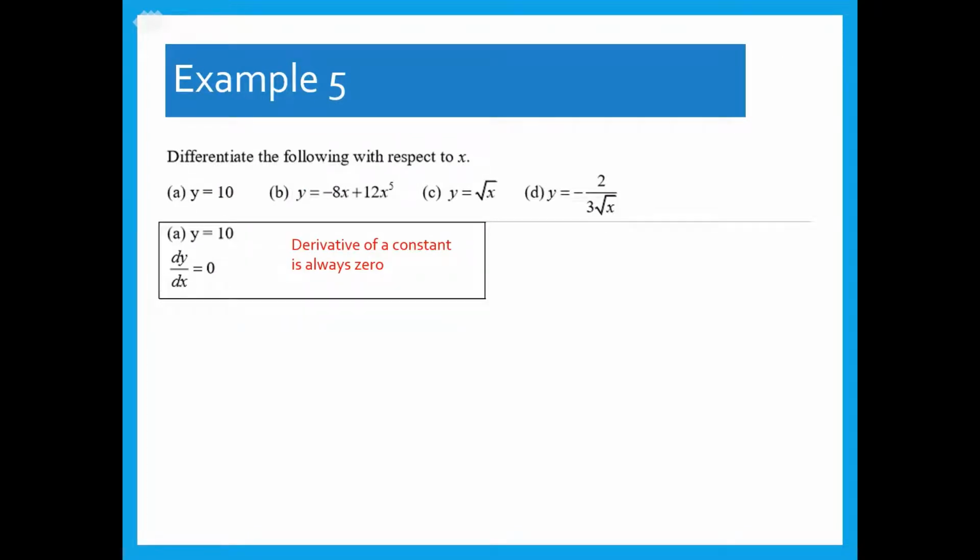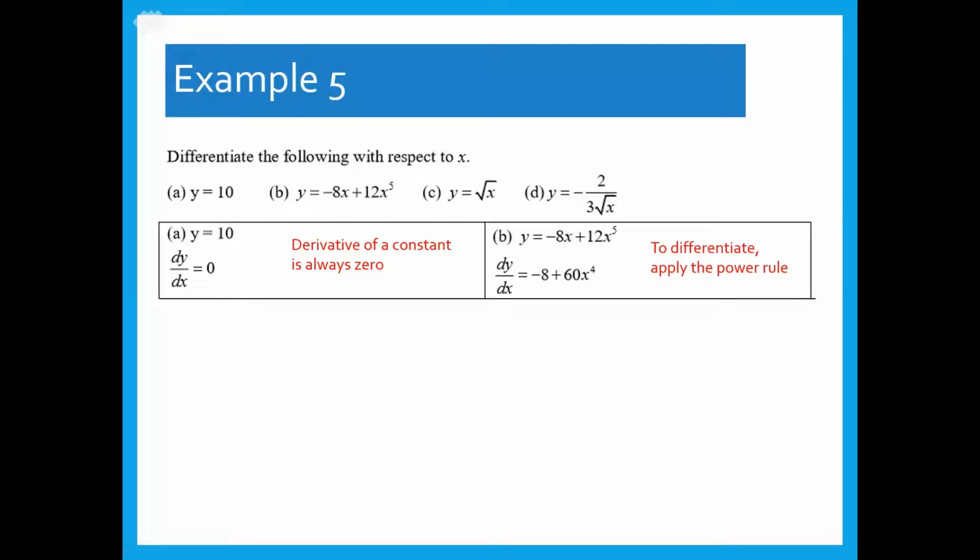Now, refer to example 5. You need to differentiate the following function with respect to x. For a is y is equal to 10, which is a constant. Differentiate y with respect to x, the answer is 0. This is because the derivative of a constant is always equal to 0.